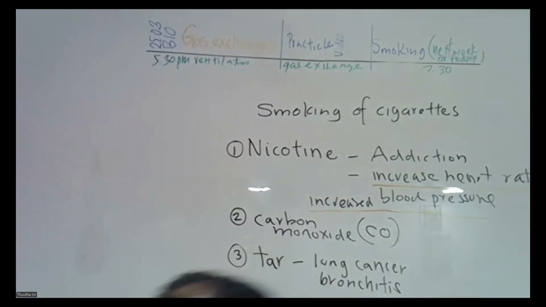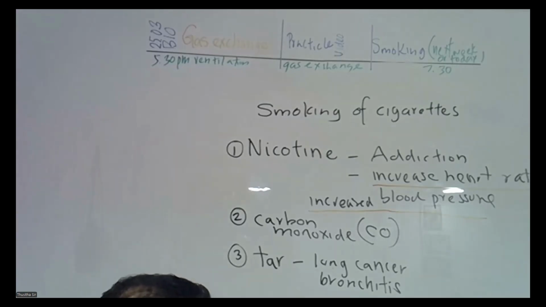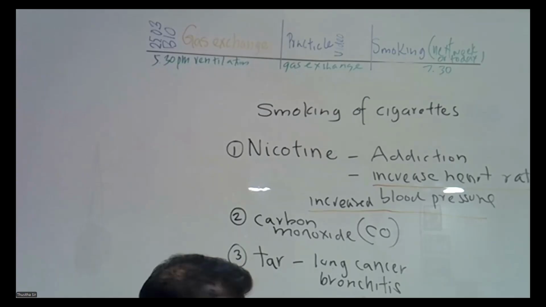Bronchitis is a kind of continuous change of the trachea. That means cilia decrease, mucus increase. In bronchitis, you can write, what is this disease? In bronchitis, cilia decrease, mucus increase.